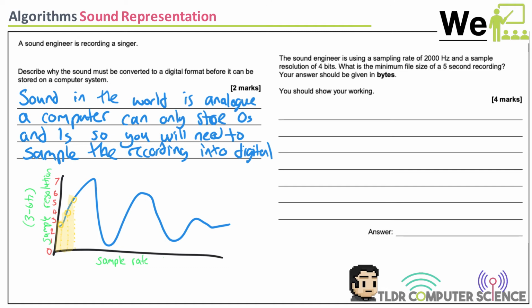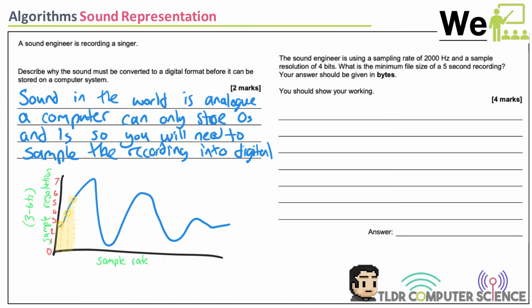On here, the next question is about using these things. The sound engineer is using a sample rate of 2000 hertz. A hertz meaning... Frequency. What does a hertz mean, though, specifically? Once per second. So 2000 hertz means 2000 times per second. And a sample resolution of 4 bits. So every time it's taking this sample, it's costing 4 more bits. What is the minimum file size of a 5-second recording? And your answer should be given in bytes.